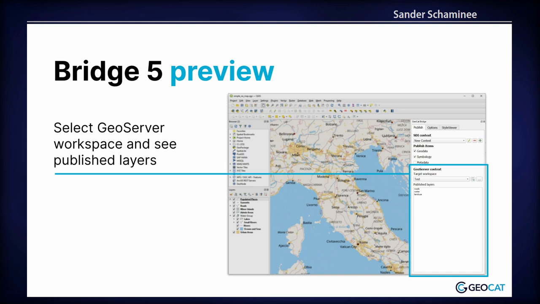So you can select there. You have this sort of GeoServer Explorer, so to say, so you can select your target workspace there where it needs to go. You can also see the layers appear in there when you publish. When a publication is ready, you can see them pop up there.